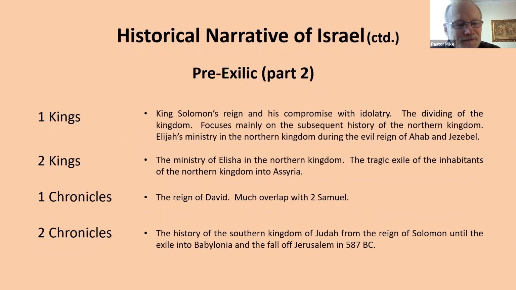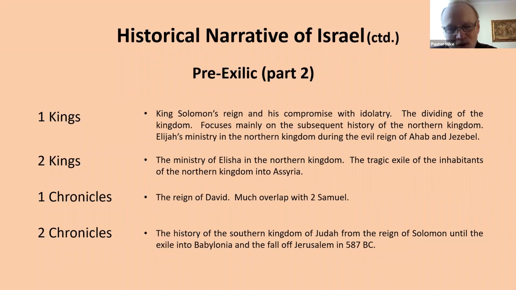And then after the death of David, you get King Solomon reigning, and the book of 1 Kings then describes the beginning of King Solomon's reign and how he compromised with the idolatry of the nations around them. He brought all of the gods of the nations into Jerusalem and the land, and God said that he was going to judge them for that. So it's the story of how the kingdom was divided into 2 parts, the northern kingdom and the southern kingdom, as we've said.